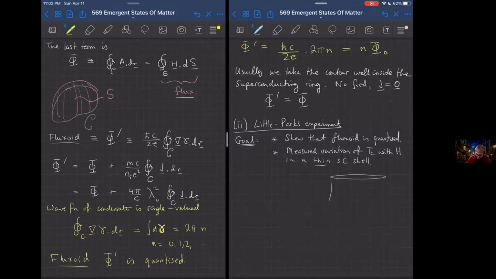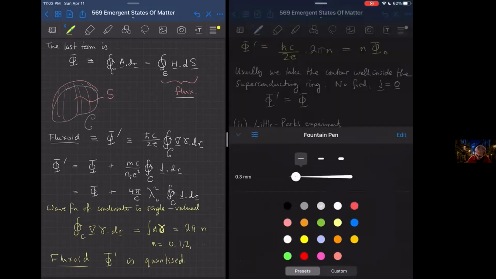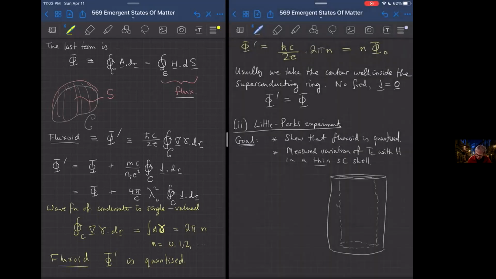So imagine I've got a cylinder, not quite as wobbly as my cylinder, like so, and then it's a shell. And here is the vacuum. Doesn't look very thin the way I've drawn it, but it's supposed to be. Okay. So this is the shell, and it's meant to have a current which is going around like so.